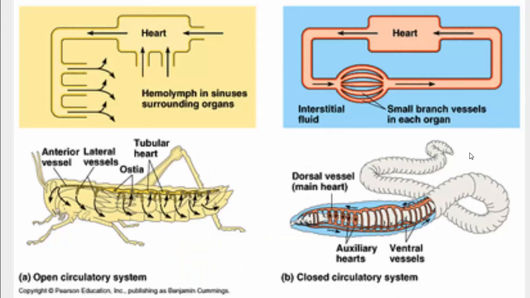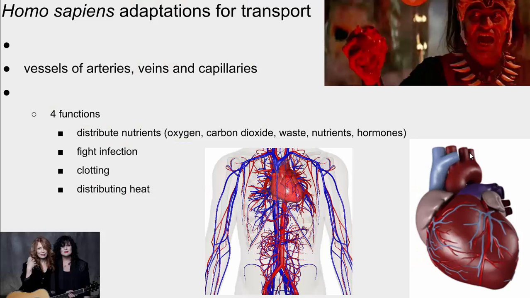If we compare the two, closed circulatory system versus open circulatory system, you'll see the difference. Blood is always contained within vessels in the earthworm, whereas in the grasshopper, it spills out of those vessels and surrounds the organs. Those are two adaptations. So we'll spend most of our time on the human circulatory system. We have specialized organs and the circulatory system to allow for the transport of blood and materials throughout the body.